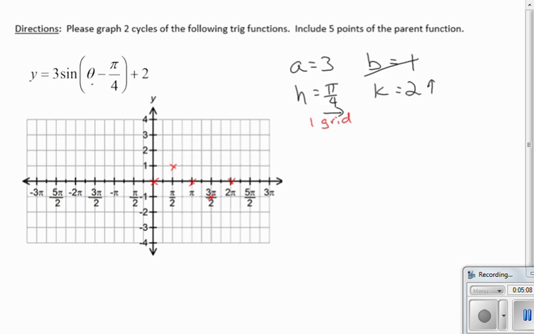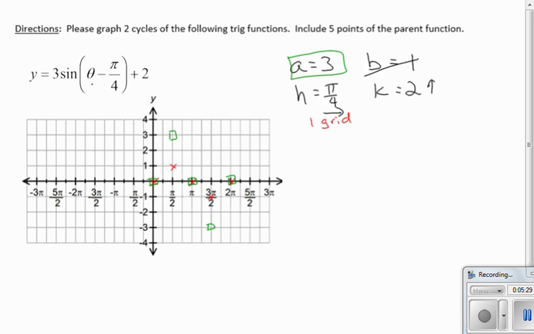Okay, as always, the first thing I'm going to do is any multiplicative transformations. So I'm going to multiply all the output values here by 3. And I'll go in order here. 3 times 0 is 0. 3 times 1 is 3. 3 times 0 is 0. 3 times negative 1 is negative 3. And 3 times 0 is 0.